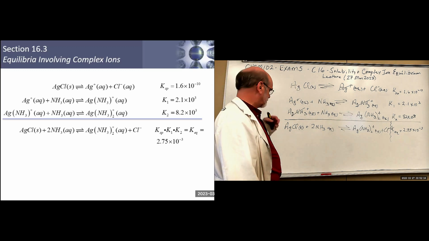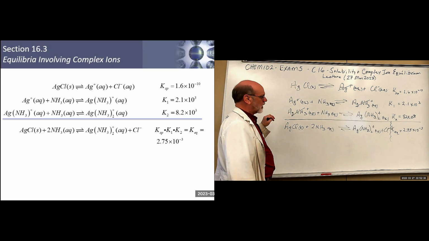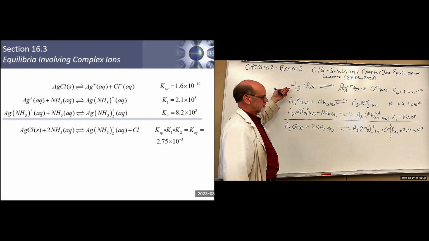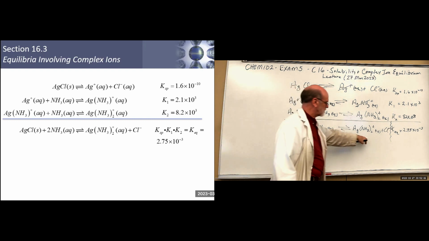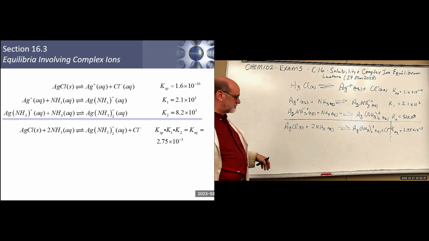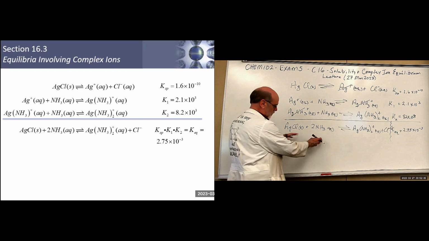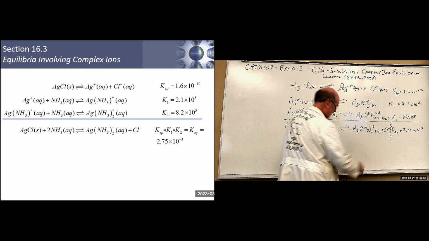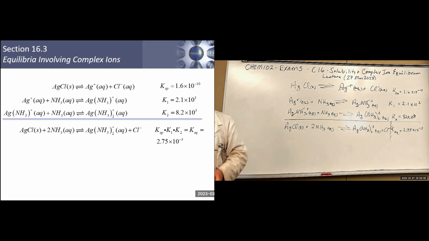Now, to really know what improvement in solubility you have, you have to run the numbers. Take this as our overall, and set up your ice table with the values that you have for ammonia concentration in solution, and then find out what the solubility is.